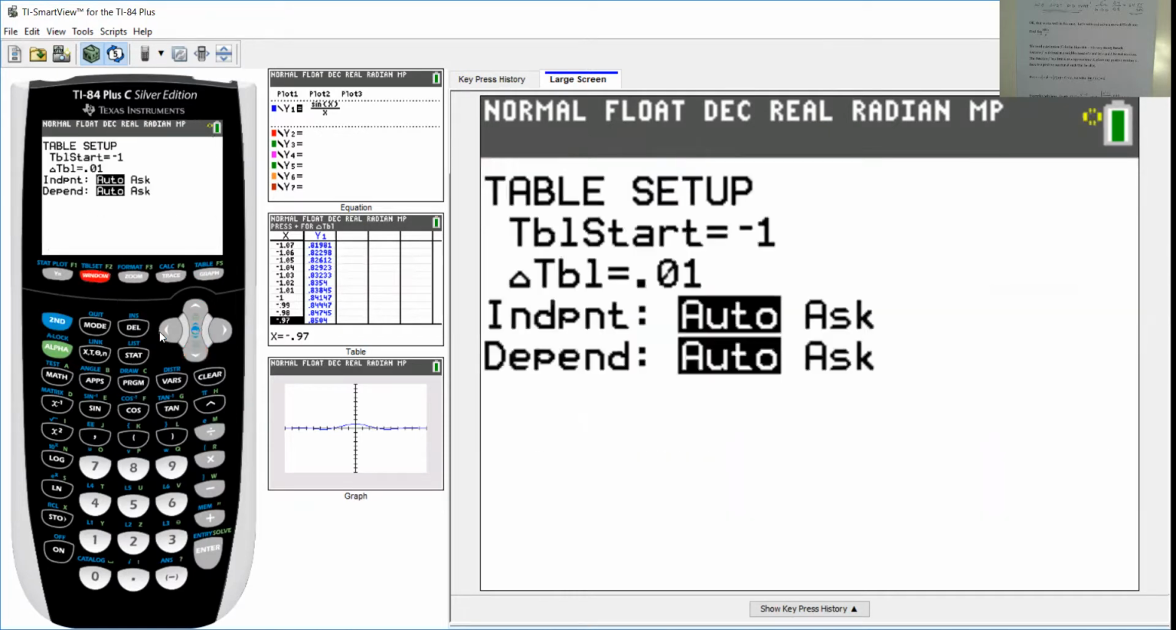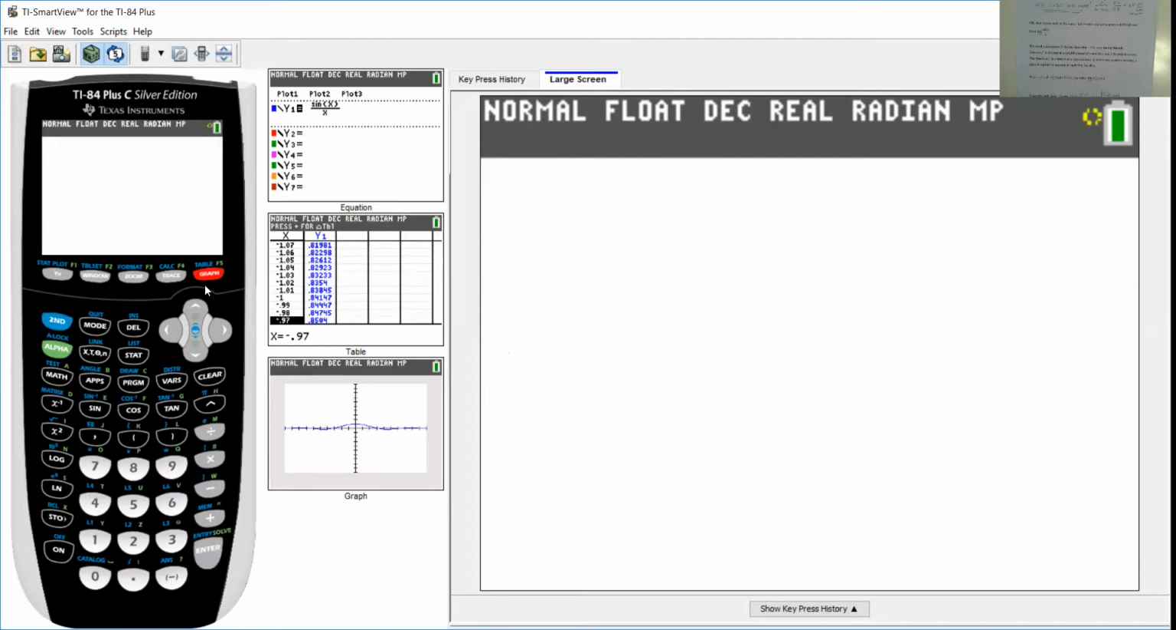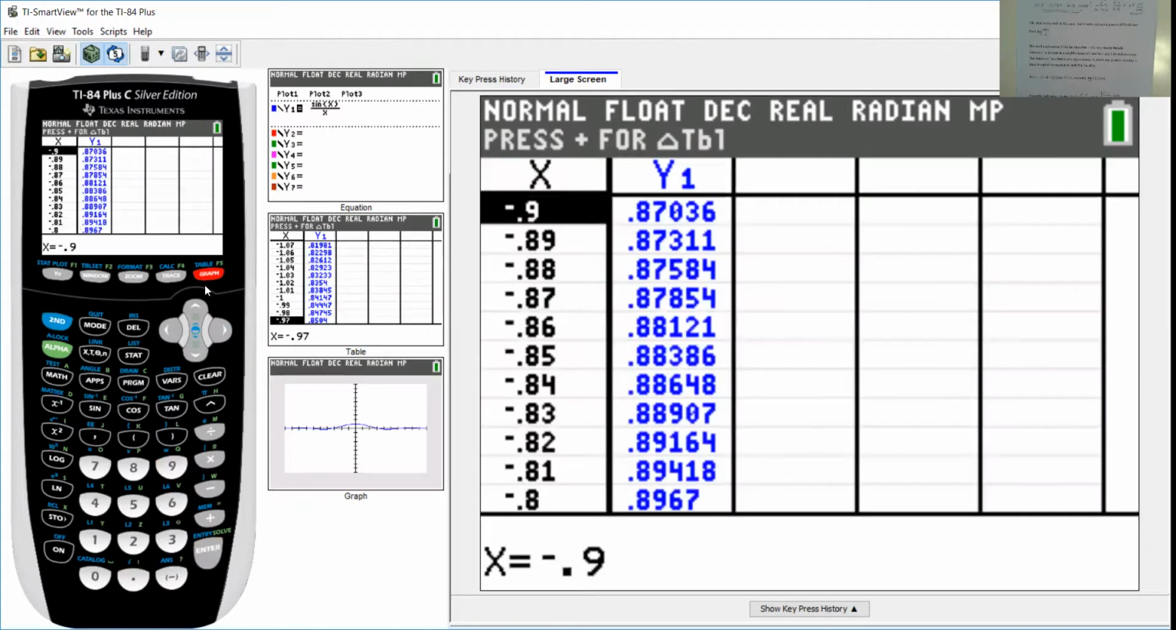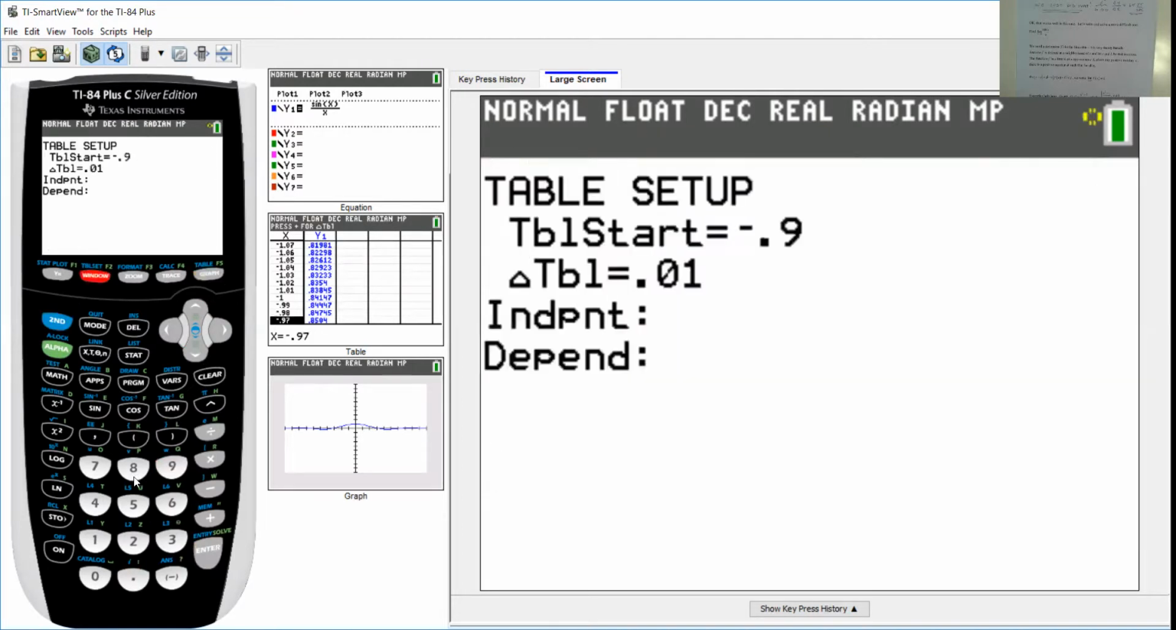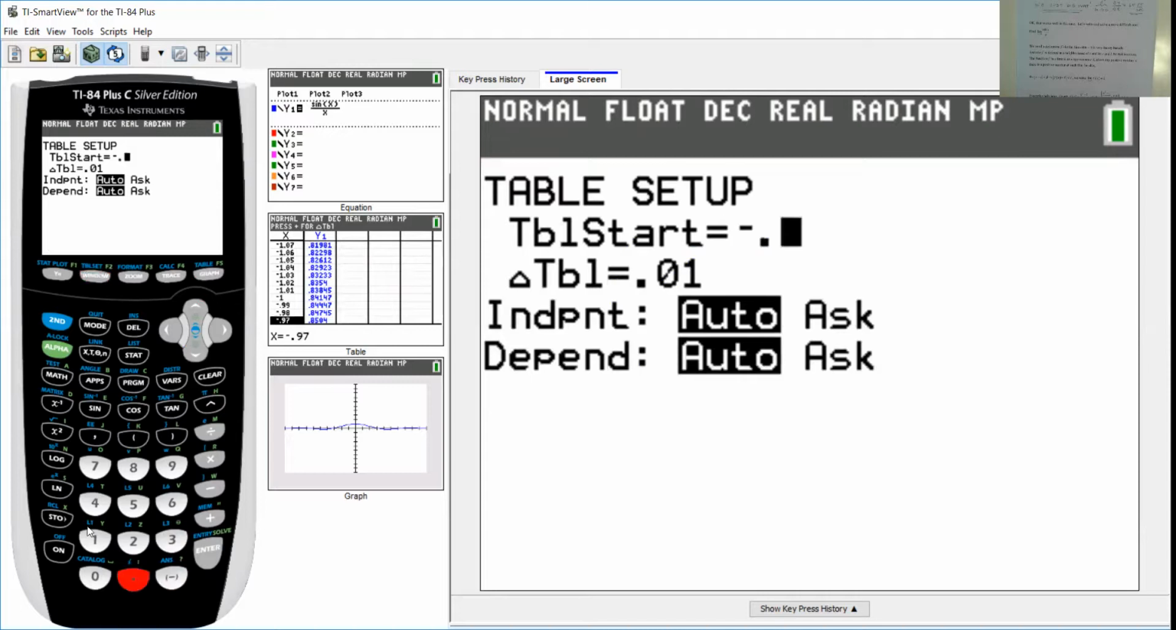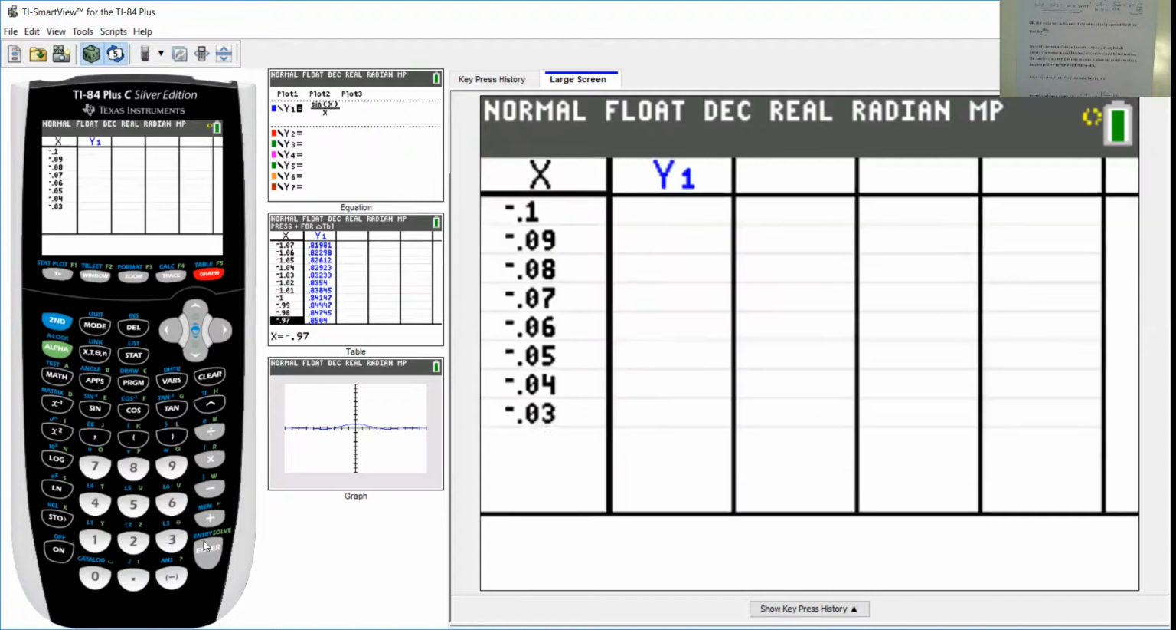Second table set. Let's start at negative 0.9. Yeah, that should work. No, it didn't work. What am I doing wrong? 0.01. Oh, I know what I did wrong. Okay, second table set. That's so weird. Negative 0.1. Second table. There we go.